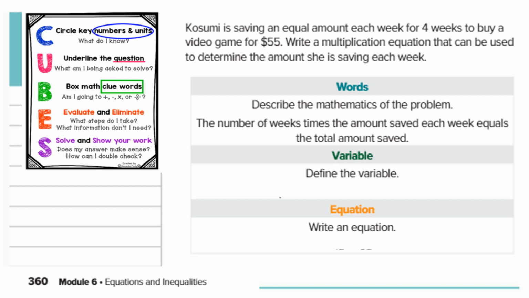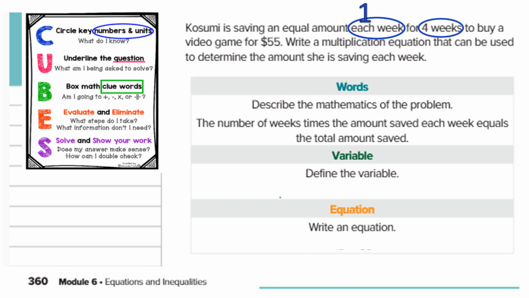So once again, we start with circling our numbers and labels. We underline what we're being asked to do. If we're asked to do two things, then we double underline it. We box in those clue math words that are telling us what math to do. We can eliminate stuff if we don't need it, and then we simply solve for what it's asking me to do. So when I look at this, I know each week, and the word each means one.